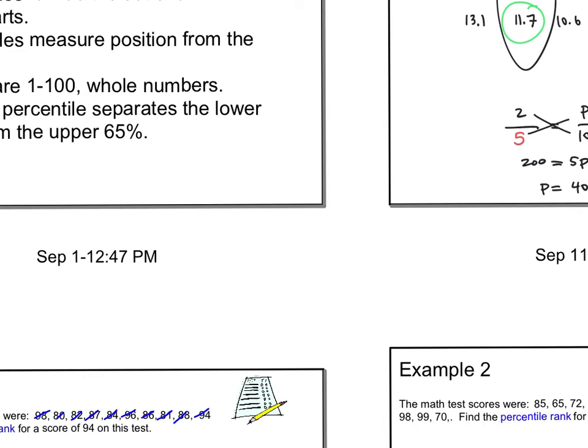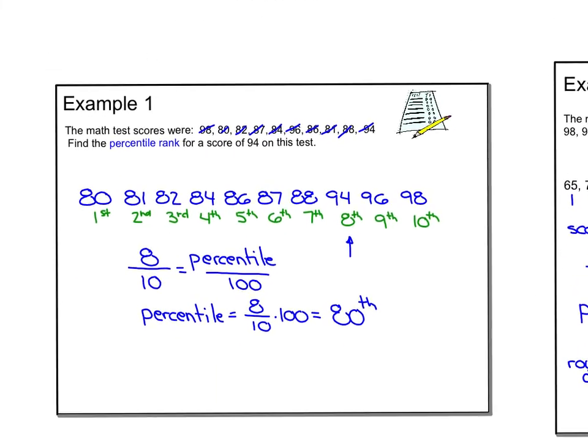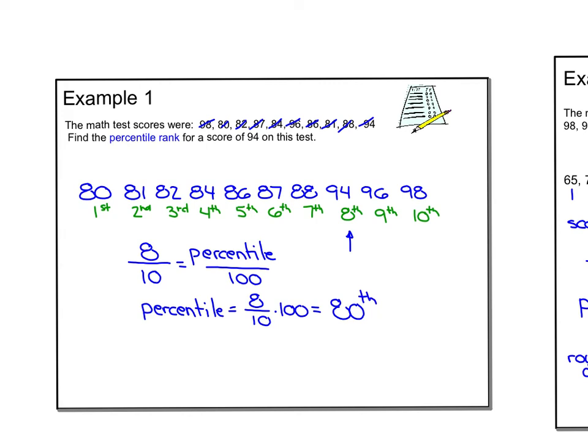Okay, let's look at another example here. The math test scores were given as follows. I've already done the work to put these in order, or rank them from lowest to highest. Find the percentile rank for a score of 94%. Now, 94% is not a percentile. That's the score achieved or attained on the test.